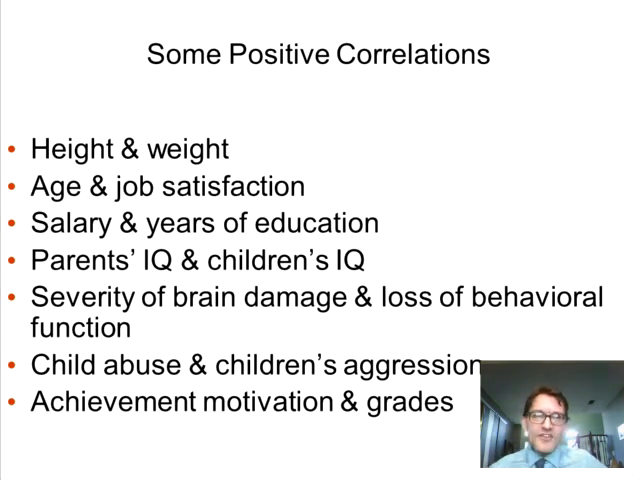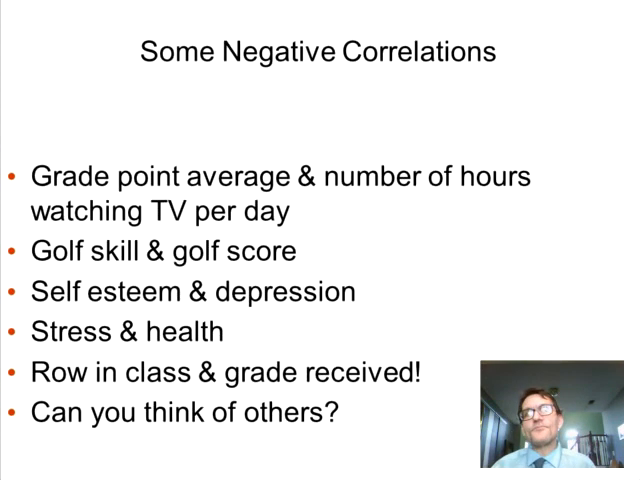Okay, some positive correlations: height and weight. Yeah, you know, the taller you are, the more you tend to weigh, right? And that is correlations, tends. Age and job satisfaction, okay? And so all of a sudden, the older people tend to be more satisfied with their jobs because generally older people are in careers, not jobs, right? Salary and years of education. Generally speaking, the more years of education, the higher the salary. Not always. Just look at university professors. Okay, high education and ain't got no money. Whatever. Okay, so there's many of these relationships in psychology.